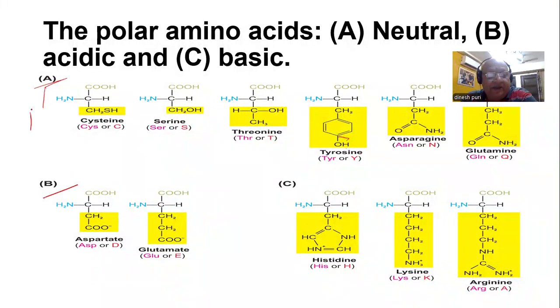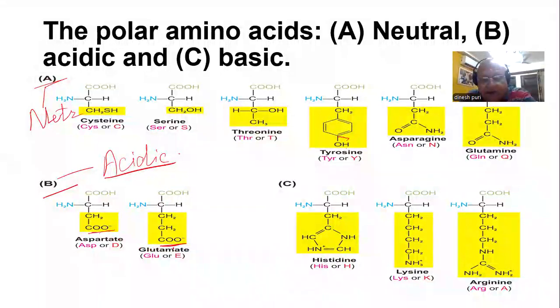One, neutral. They do not have any charge. Second, acidic amino acids. They have a negative charge. They are actually dicarboxylate. If you look at their R group, it contains a carboxylate group. The third one, basic amino acids, are also diamino. There are two amino groups, the first amino group and the second amino group.